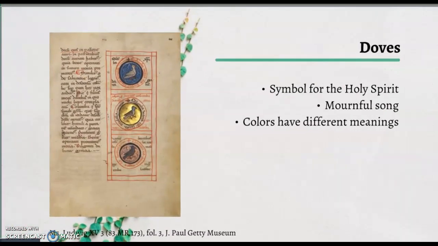Doves were also a popular trope. This is a symbol for the Holy Spirit, and it could be depicted with different colors, which had different meanings. The speckled dove in the middle here represents the 12 prophets from the Old Testament, and the gray dove on the top represents the prophet Jonah.